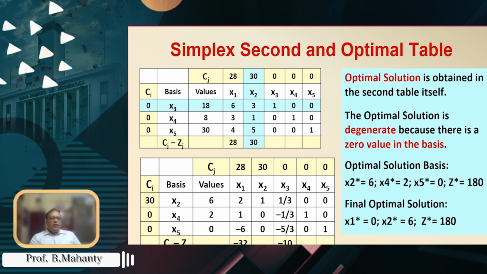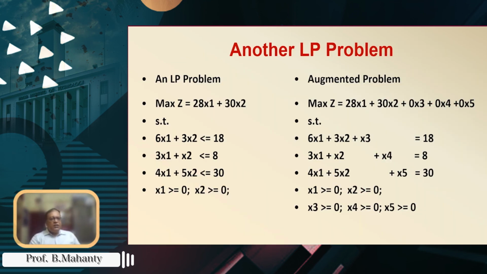Look here, in the final table, x1 is not in the basis. x1 is in the non-basis. x2, x4 and x5 are in the basis. Is it all right? Although x1 is our major variable, because the original problem was expressed in terms of x1 and x2, and we are interested in the solution of x1 and x2 only. Let's go back to the problem once again. So this is our original linear programming problem.